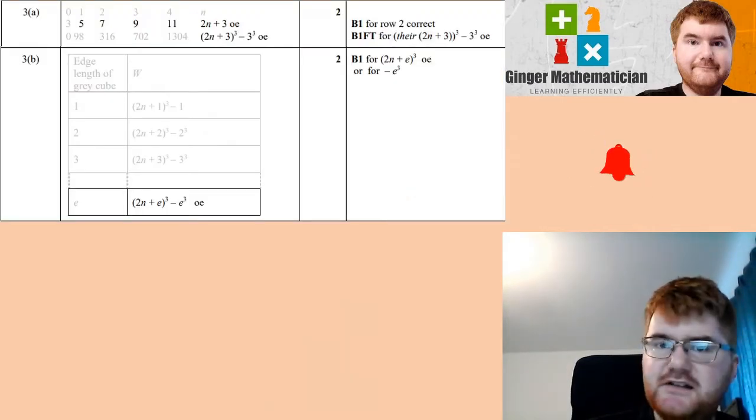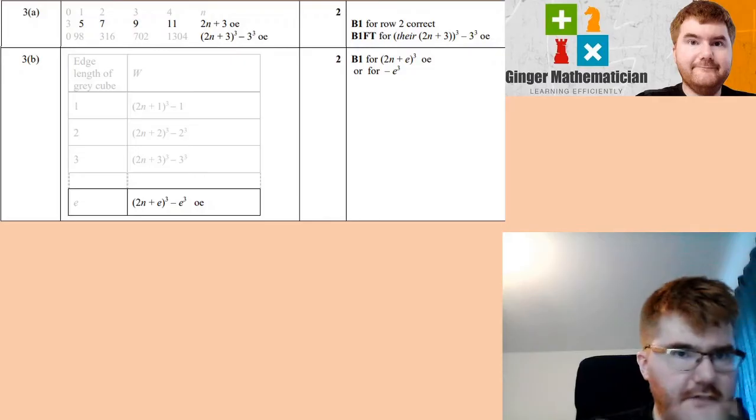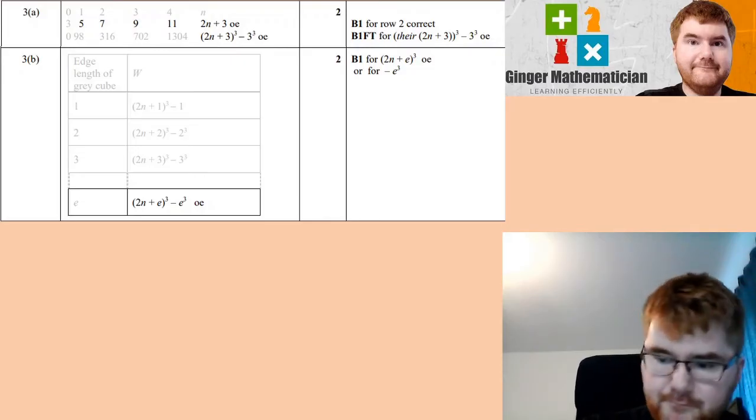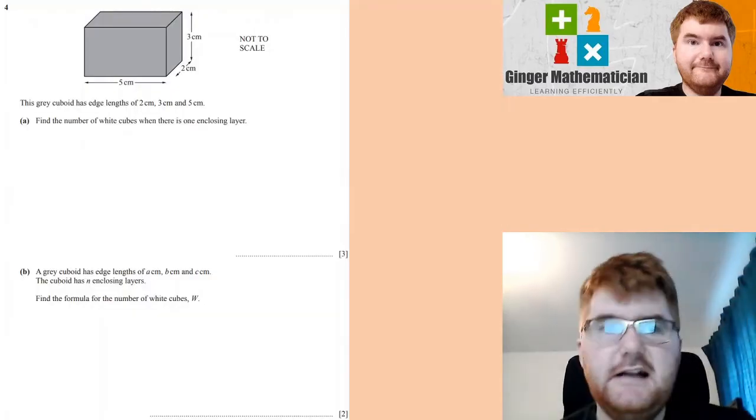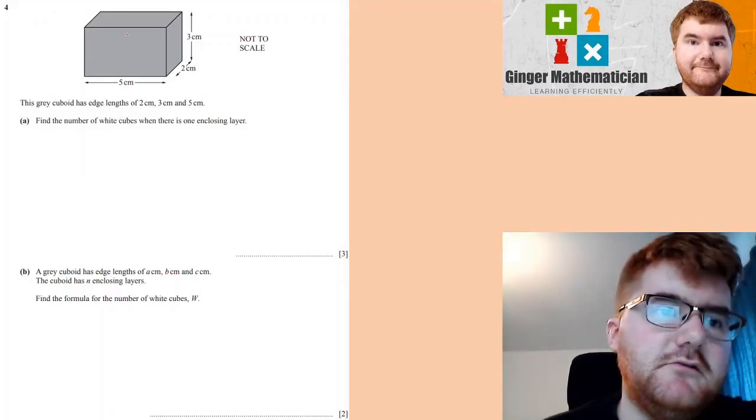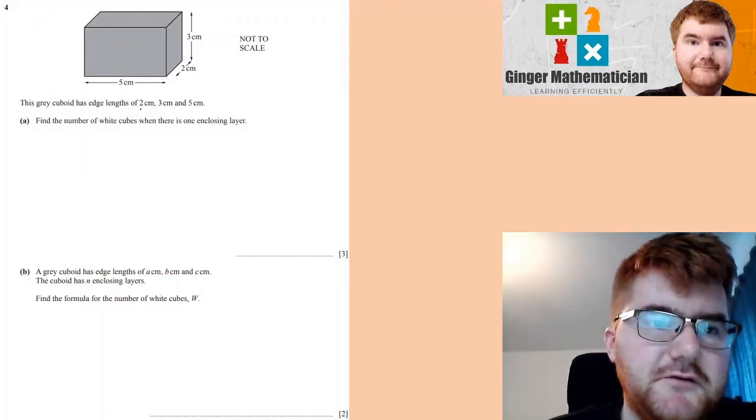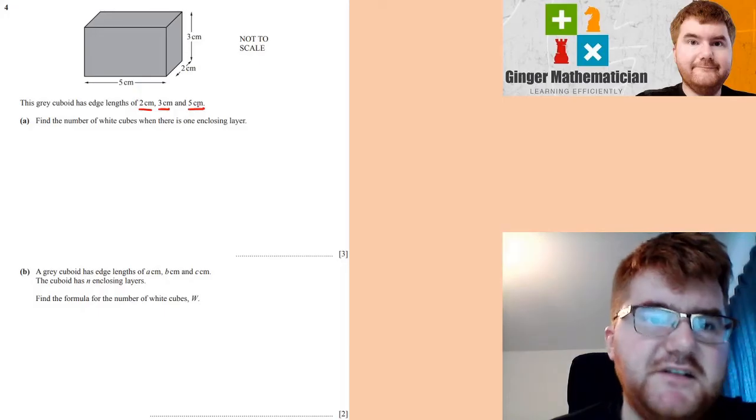And you can check the answers here as well. So you can go through what I've just discussed. And now we're on to cuboids in question 4. And this grey cuboid here has edge lengths of 2, 3 and 5 centimeters.